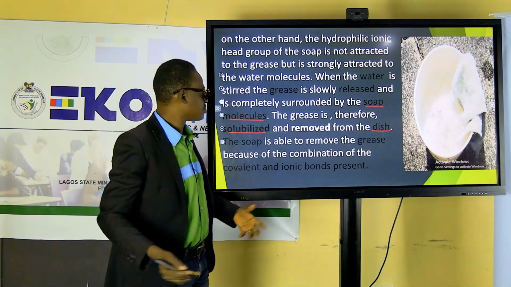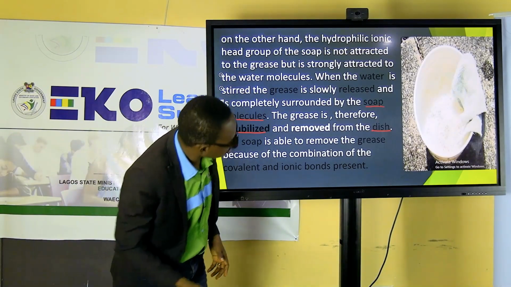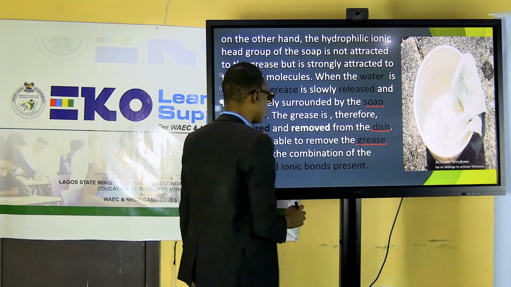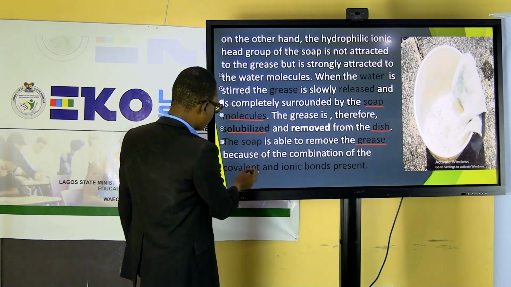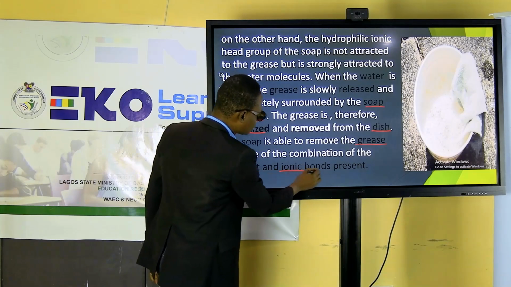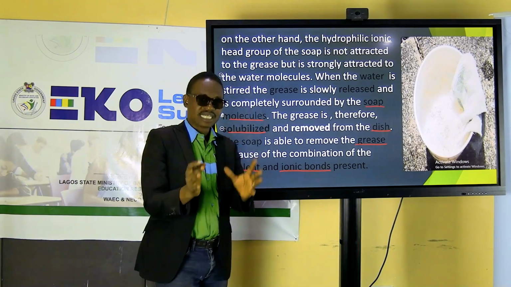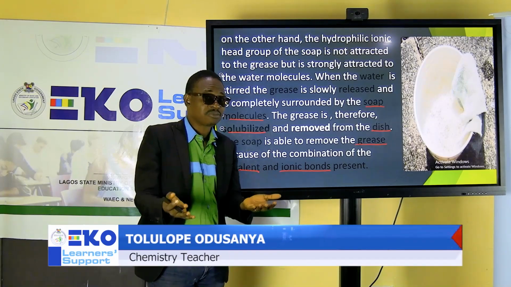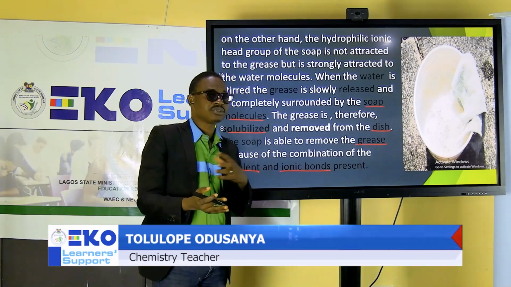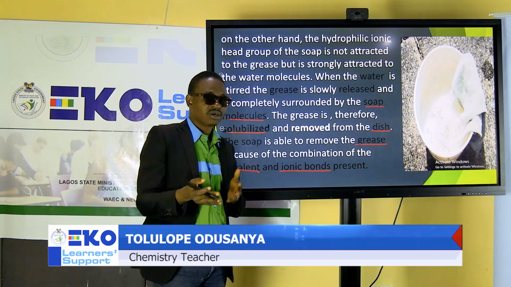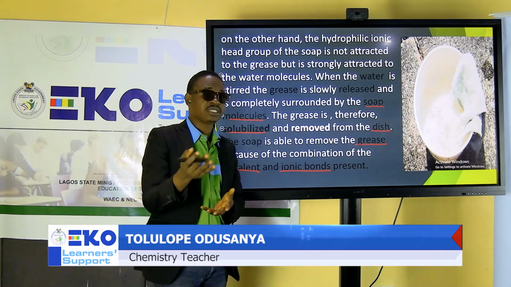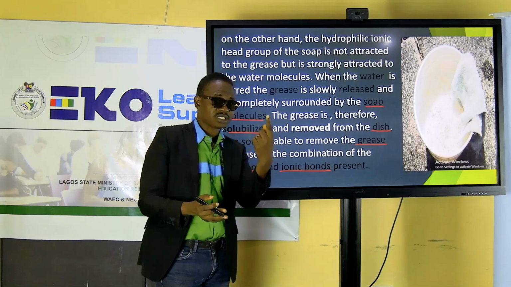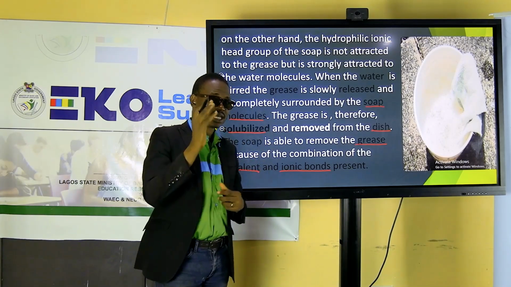And the soap is able to remove the grease because of the combination of covalent and the what? Ionic bonding. That's very important because these are the questions I'm going to ask you. So why is it possible for the soap to be able to remove the dirt or the grease from the surface of the dish? It is because of the two bonds. What are the bonds? The first one is the covalent bond and the second one is the ionic bond.